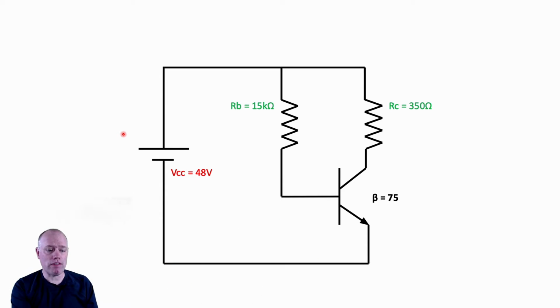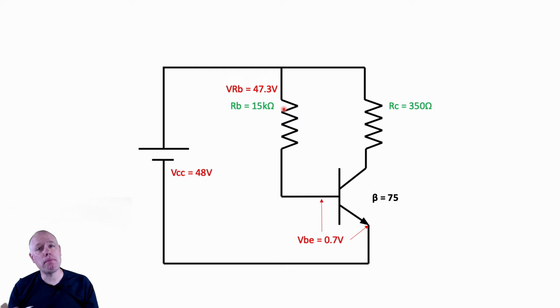The first thing we're going to do here is assign some values. So we're going to deal with a 48 volt source. We're going to have a 15,000 ohm resistor there at our base, and a 350 ohm resistor at our collector. As with every other transistor circuit we've worked with, we take our VCC minus the 0.7 volt drop across there to get our VRB, which in this case will be 47.3 volts.